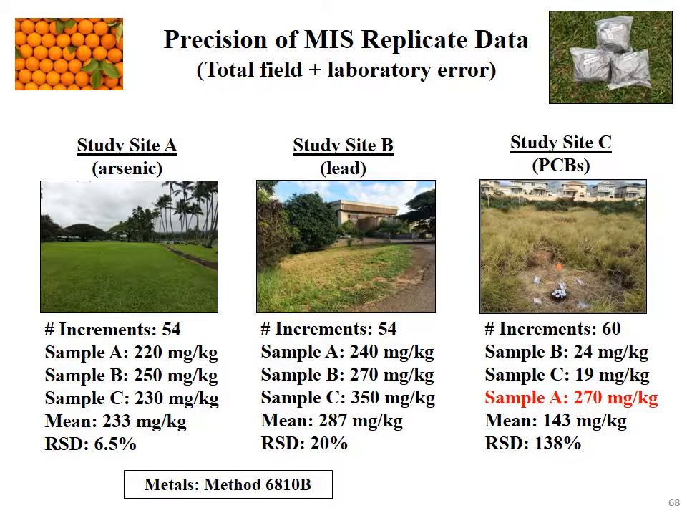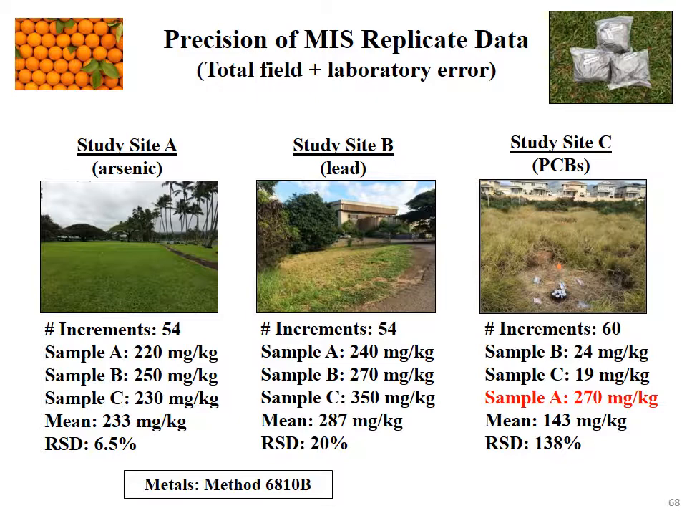So here's an example of the data. At each one of these study sites, we actually collected triplicate multi-increment samples from the same study area. So compare this to what you might get for discrete data from the same area. At the arsenic site, three different samples, 54 increments per sample, samples A, B, C: 220, 250, 230 milligrams per kilogram. Excellent precision, relative standard deviation 6.5%, mean 233 ppm. Very confident these data are representative. A single sample would have been fine for use in a risk assessment.